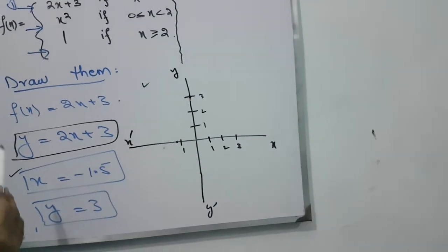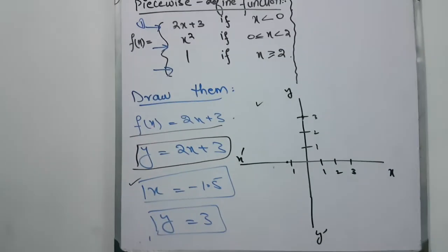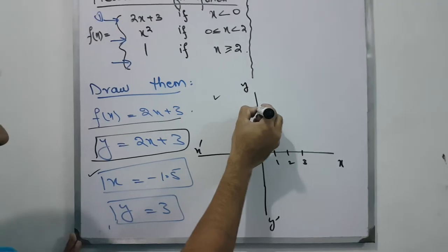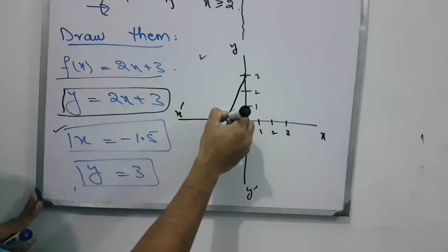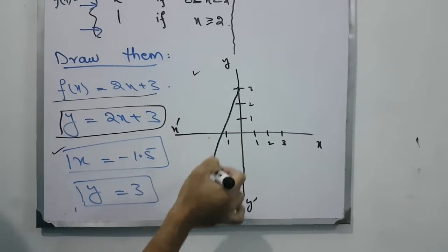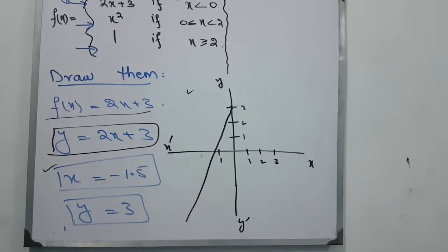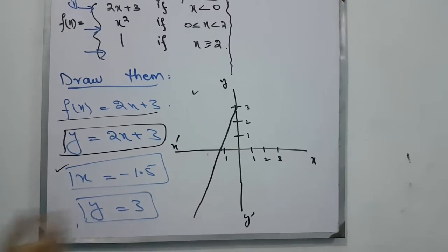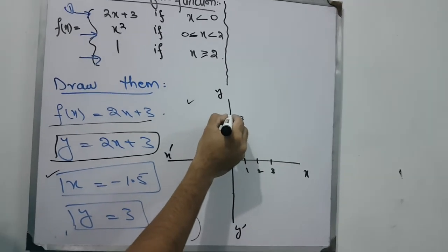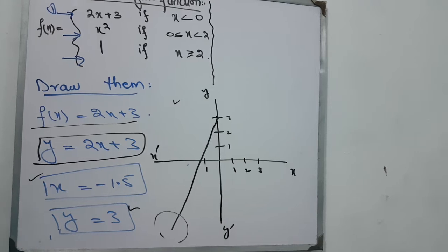As you know, the graph of a linear function is always a straight line, therefore it will be like this. This graph goes down infinitely, and this end is not ending at any point, while this point ends on 3 because y equals 3.